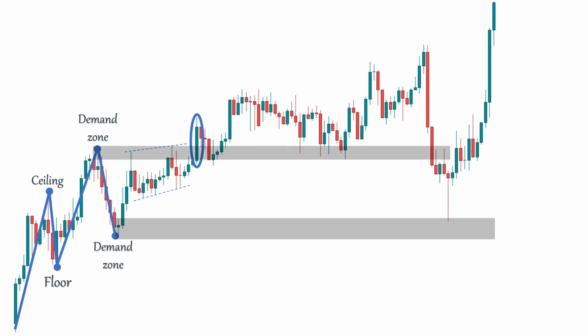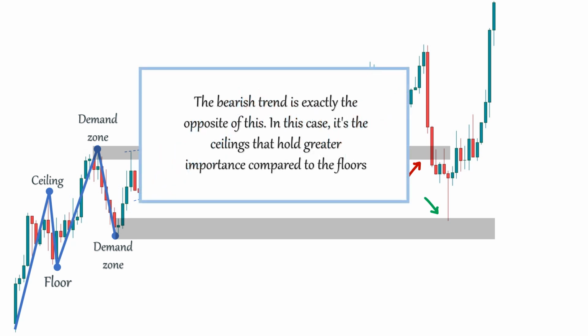Due to the presence of more buying orders at the floors, there is a consistent possibility of breaking the ceiling and experiencing a reversal from the floor. The bearish trend is exactly the opposite of this. In this case, it's the ceilings that hold greater importance compared to the floors.